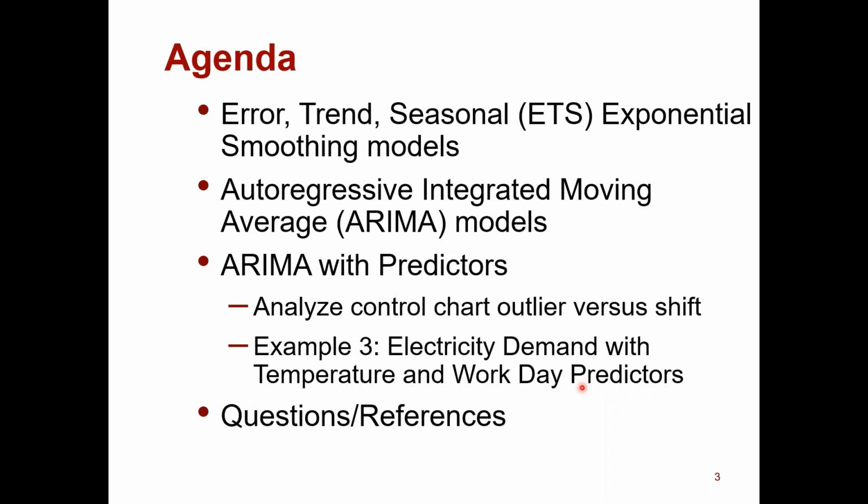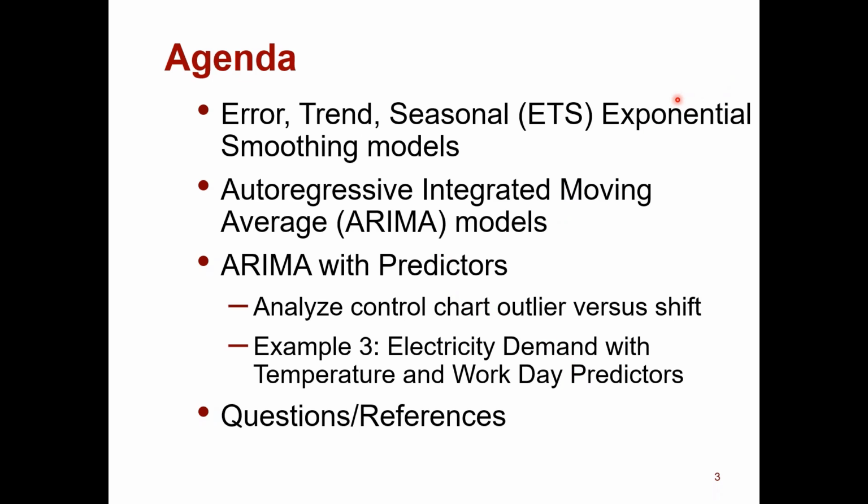We'll briefly review the error trend and seasonal exponential smoothing models and the autoregressive integrated moving average ARIMA models. We did look at ARIMA with predictors. The focus will be, of course, on using that tool for control charts. First, to use the predictors to distinguish between, is the assignable cause an outlier or is it a shift in the process? And then we'll look at a third example, electricity demand with temperature and workday predictors. And then we'll do Q&A.